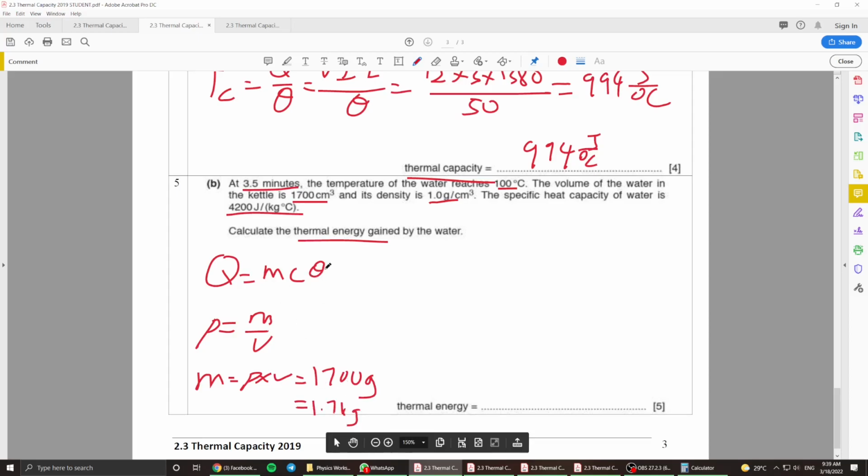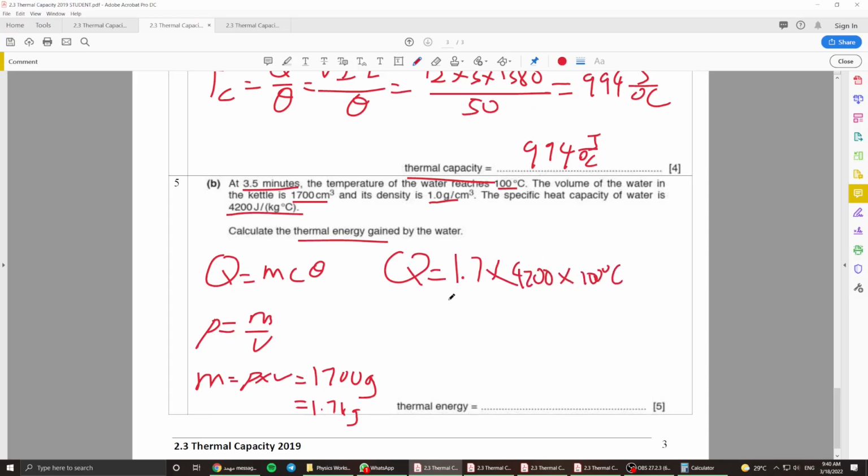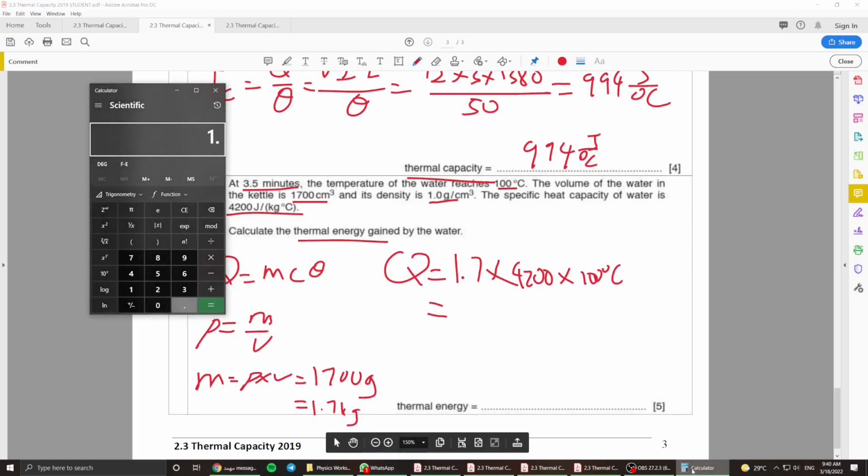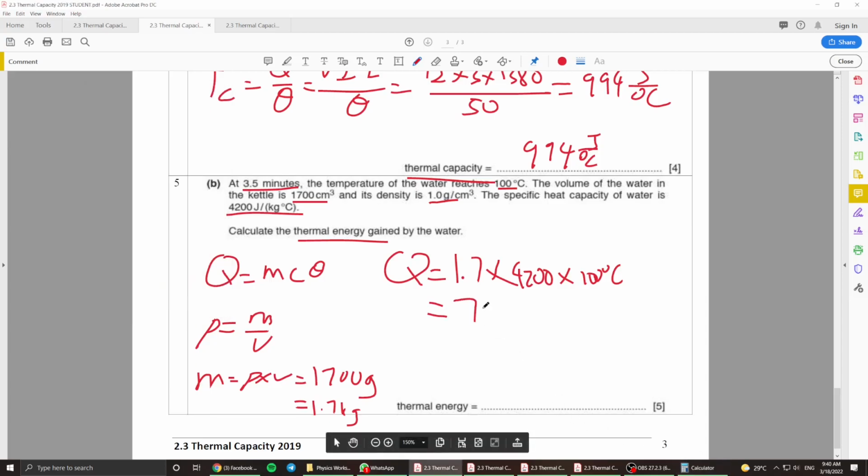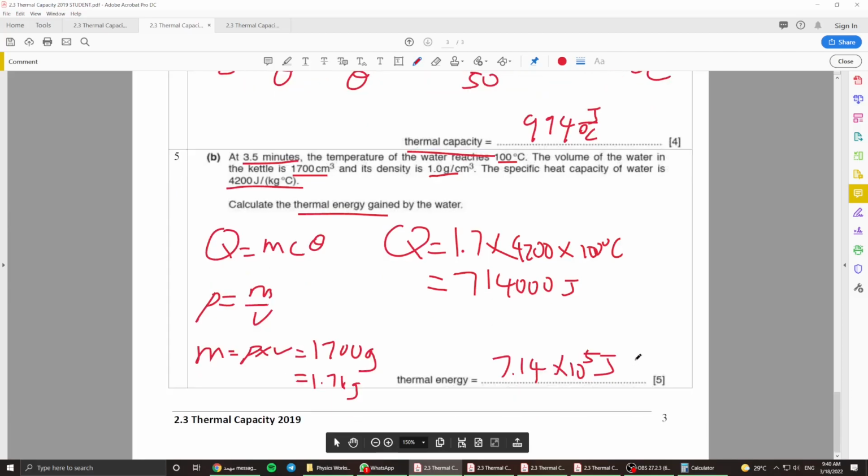I have this, I have this. Thermal energy Q will be equal to M, 1.7, multiplied by 4200 multiplied by 100 degrees Celsius. Press this into your calculator. You're supposed to get a very large number, which is going to be 7.14 times 10 to the power of 5 joules here, guys. And this is how you're supposed to solve this question. Always identify all your information and start forming your formulas.